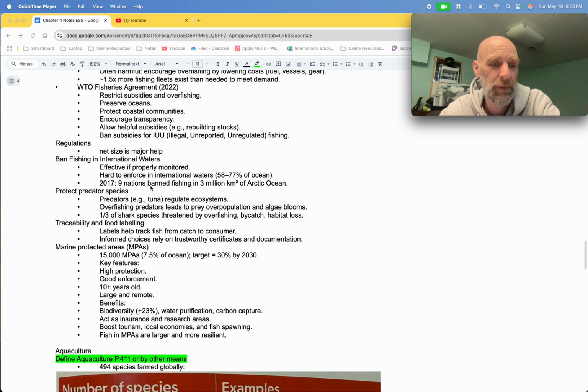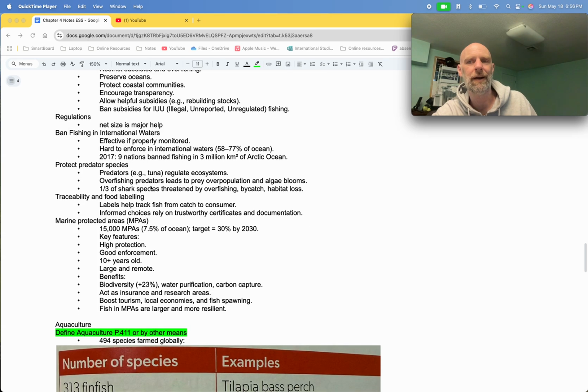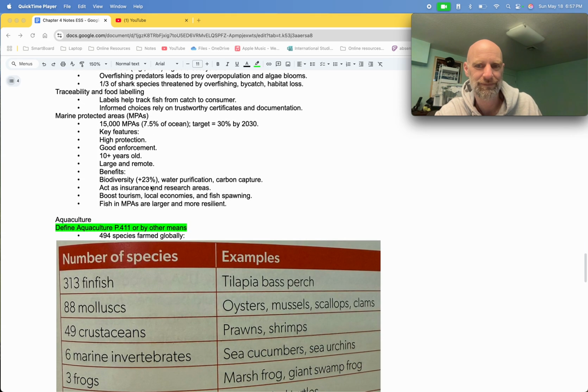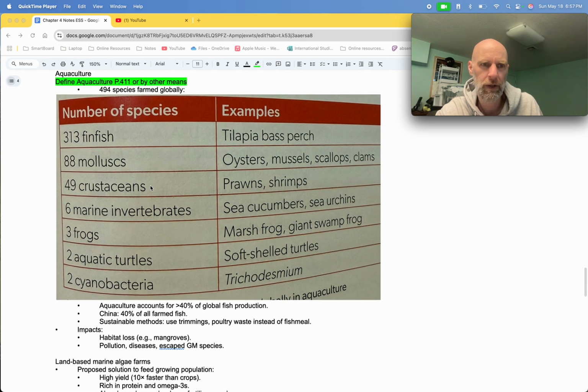So, yep. All right, here we're going to talk a little bit about aquaculture. Define aquaculture, page 411, or by other means. There are 494 species that are farmed globally. This chart, take it down. So, number of species, examples: tilapia, river fish. But yep. Oh, love oysters and love clams.